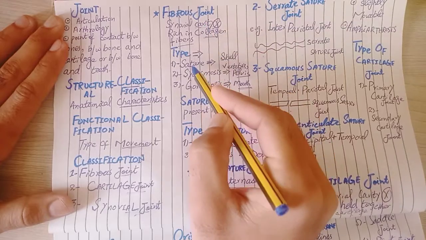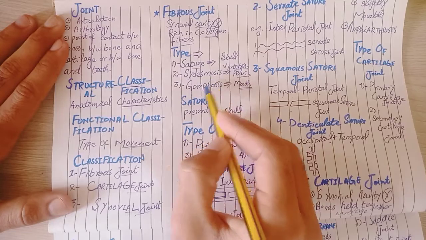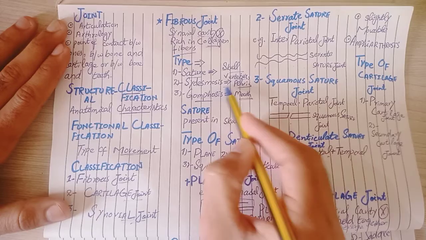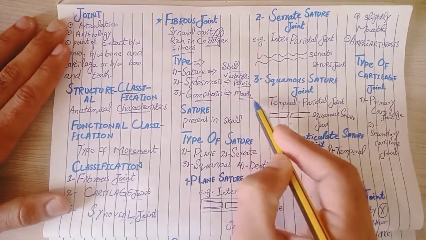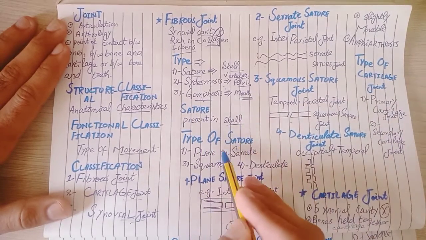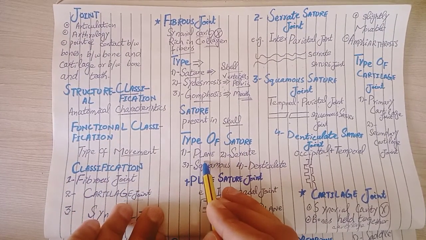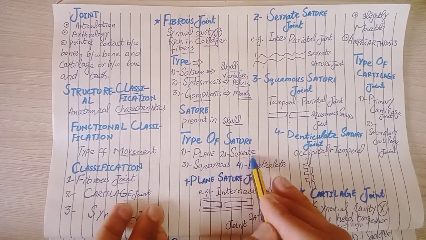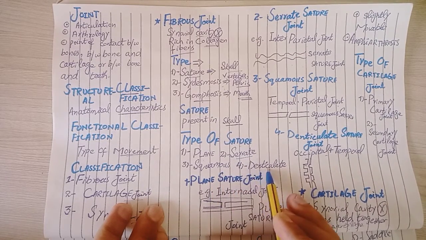Three types of fibrous joint: suture, syndesmosis, gomphosis. Suture joint present in skull, and syndesmosis present in vertebra and pelvis. Gomphosis present only in our mouth. Suture joint present only in skull. Four types of suture joint: plain suture joint, also called gliding joint, in which no angle changes. Second type is serrate suture joint. Third type is squamous suture joint. Fourth type is denticulate suture joint.